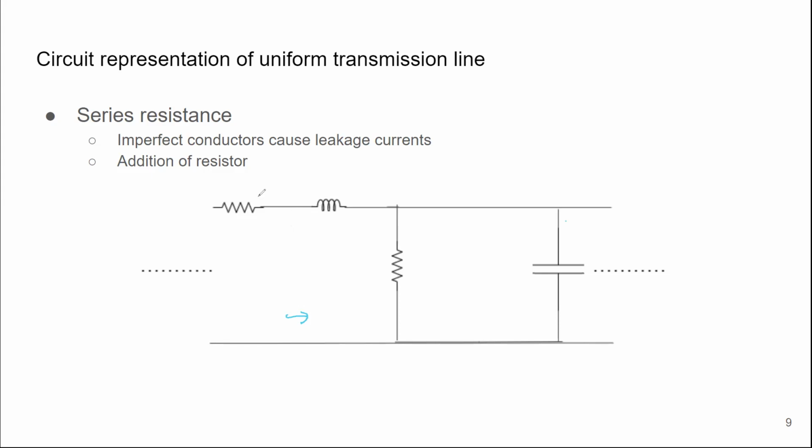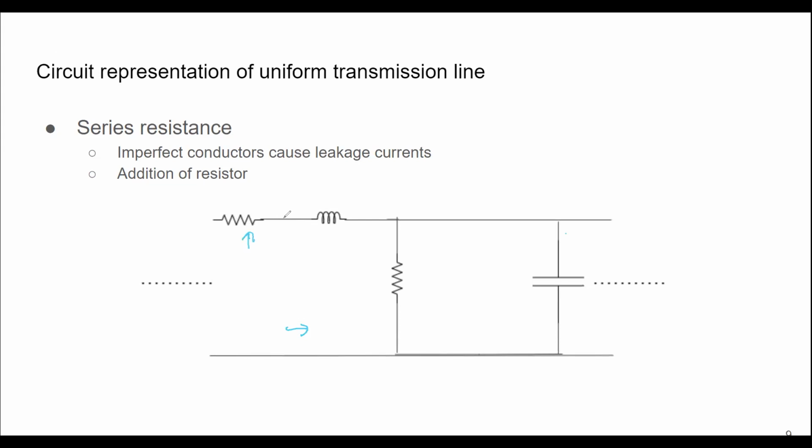Because of that, we need to add a resistor to denote the imperfect conductor and the leakage current that flows because of the imperfect conductor. So we add the series resistor to denote the leakage current due to the imperfection of the conductor.